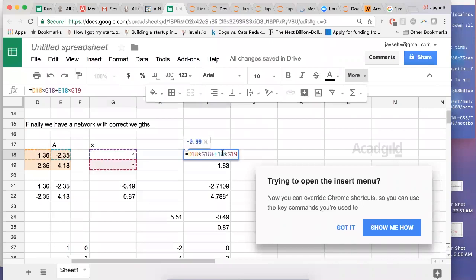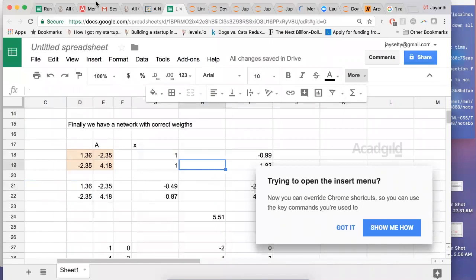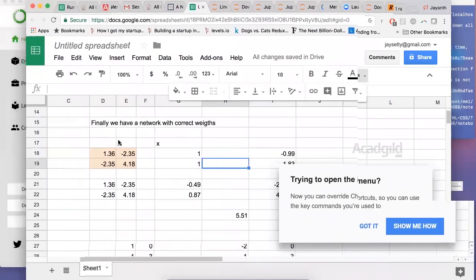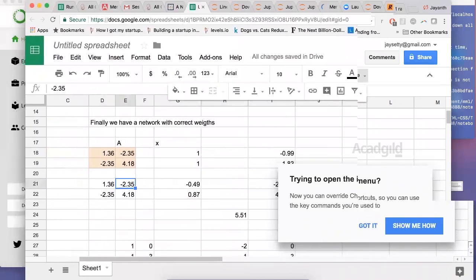How did I get minus 0.99? I took 1.36 times 1 plus minus 2.35 times 1. So I got minus 0.99. Similarly, I got this other 1.83. Now, as a small exercise, can you multiply 1.36 and minus 2.35 with this particular number?